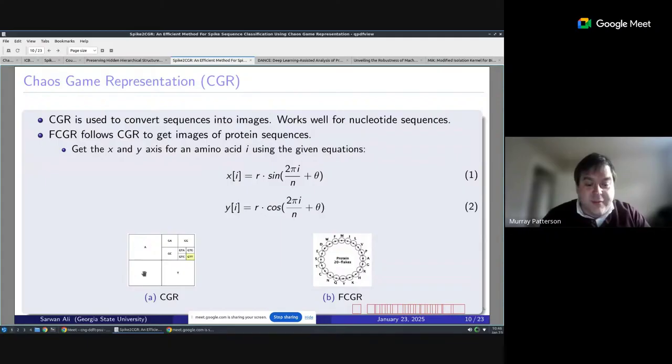When I have a nucleotide sequence, it's very natural because I can have four quadrants, right? One quadrant for each nucleotide, and then it's sort of recursive. So if I have GTT, it means first I go to the upper quadrant, then I go to the lower quadrant, and then I go to the lower quadrant of that, right? That's why GTT is over here.